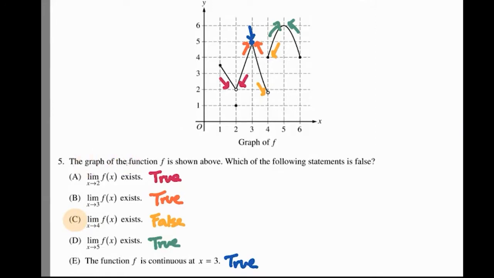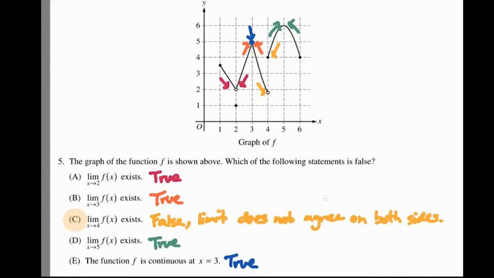So the answer for this one was C. There's a jump at 4. The limit does not agree on both sides. If you want to write that as your explanation for it, the limit does not agree on both sides of x equals 4, but I don't feel like writing that.